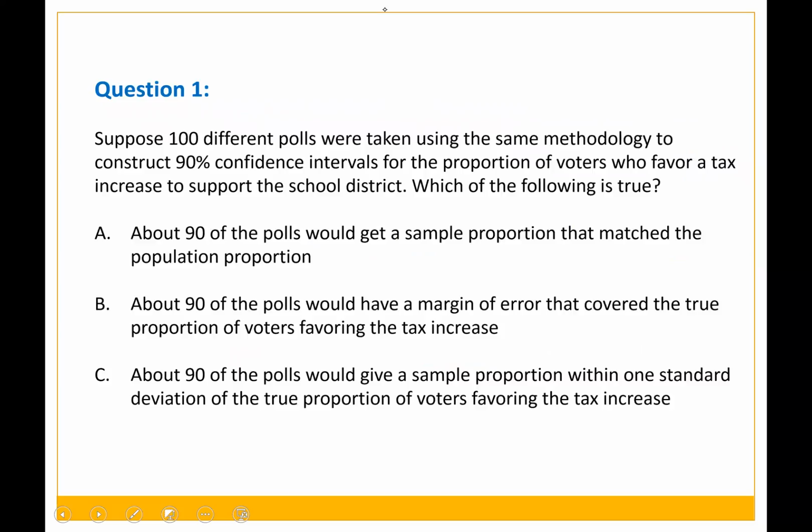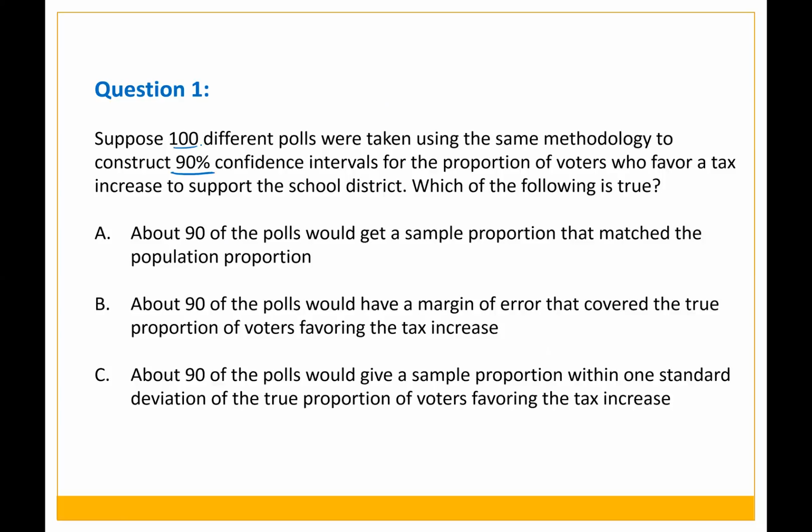Suppose 100 different polls were taken using the same methodology to construct a 90% confidence interval for the proportion of voters, with a sample size of 100, who favor a tax increase to support the school district. Which of the following is true? A, about 90% of the polls will get a sample proportion that matches the population proportion. B, about 90% of the polls will have a margin of error that covers the true proportion of voters favoring the tax increase. C, about 90% of the polls will give a sample proportion within one standard deviation.